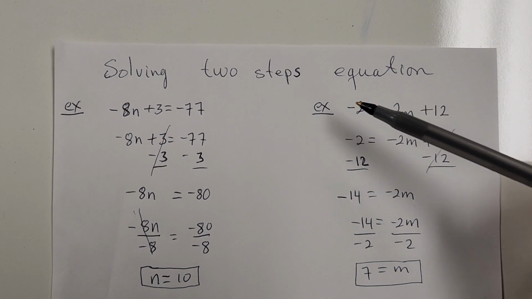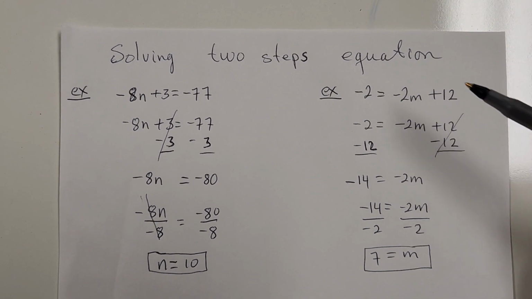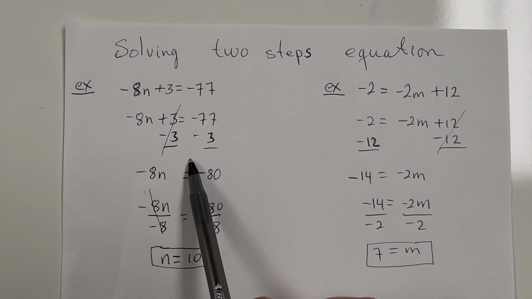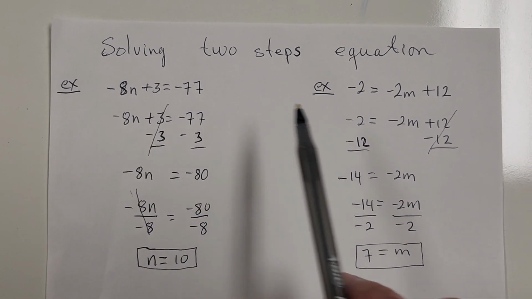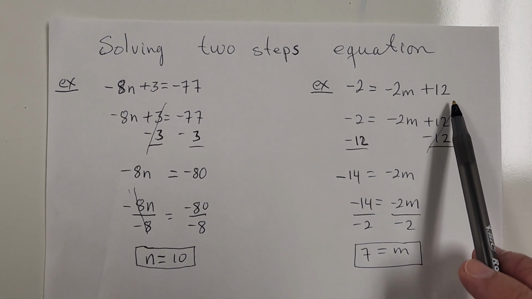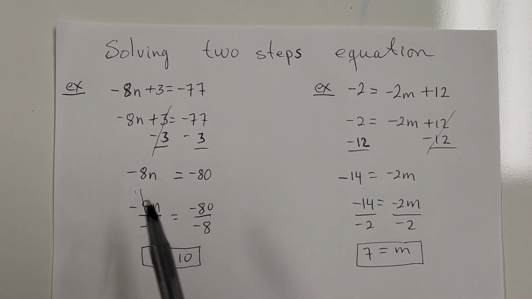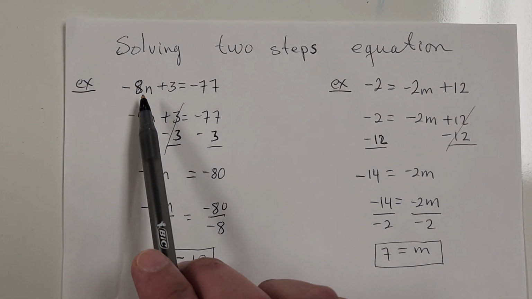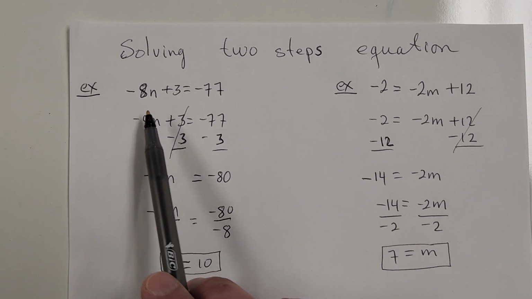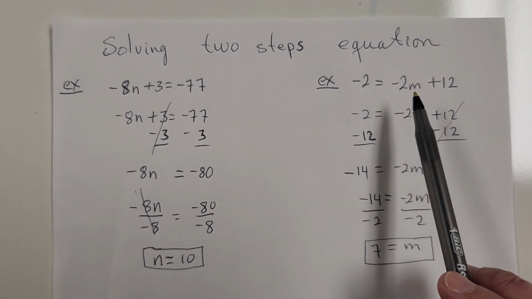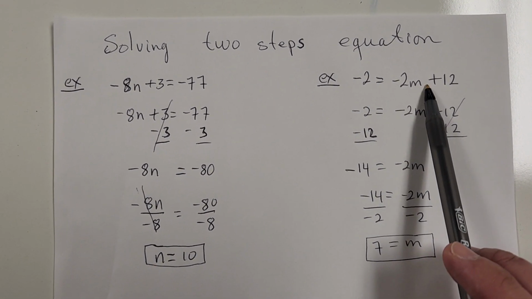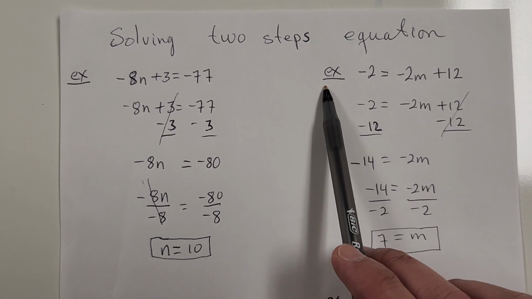Today's lesson is solving two-step equations. I will have one equation where the letter is on the left and another equation where the letter is on the right side. So again, when you have the letter on the left, move everything to the right. When you have the letter on the right side, move everything to the left.